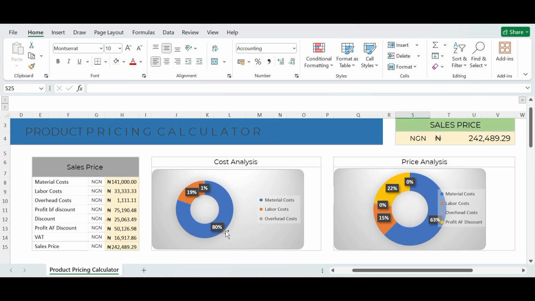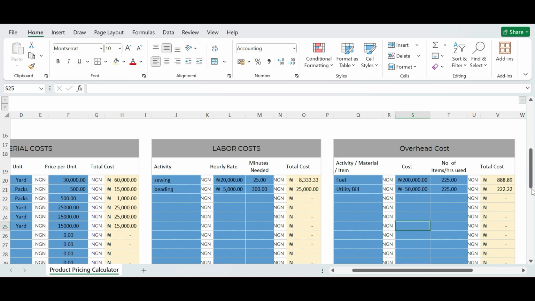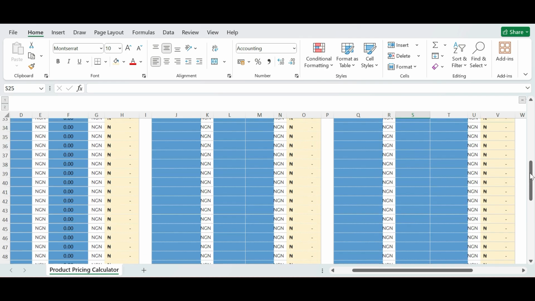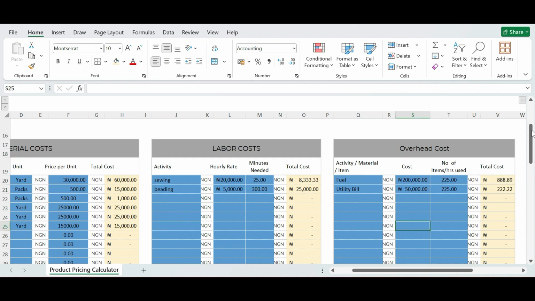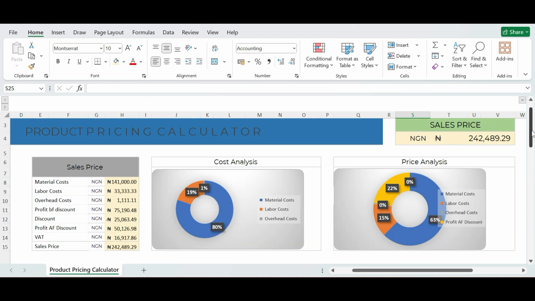Oh, 80% of my cost is my material cost, right? Labor takes 19%. Overhead is just a percent. Same with price analysis. So it's just really easy to use. It makes it easier for you to track your sales, your selling price. As the cost of things are going up, you can easily see it, and you can build a trend, to make better decisions for your organization.